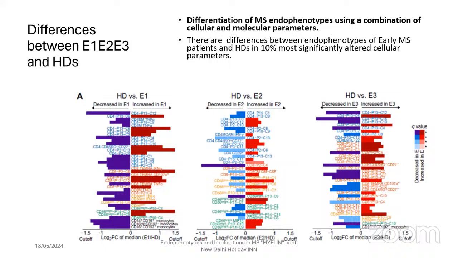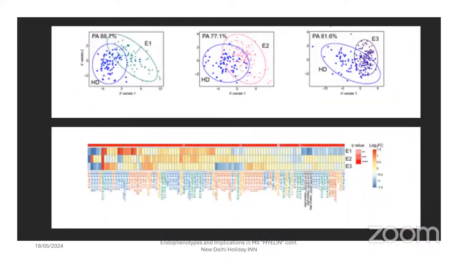You can see in these graphs here, the healthy donors are compared to the E1 endophenotype, E2, and E3. These endophenotypes of early MS patients are classified depending on the 10% most significantly altered cellular parameters. These cellular parameters have been studied by flow cytometry, and the graphs have been constructed for E1, E2, and E3 when compared to healthy donors. HD is healthy donors.